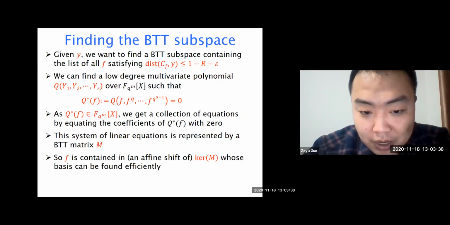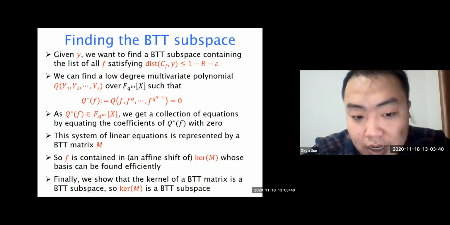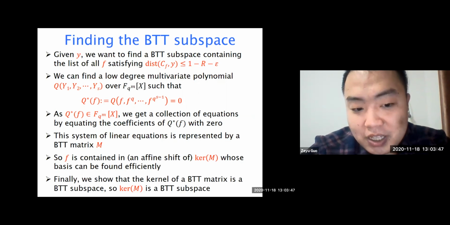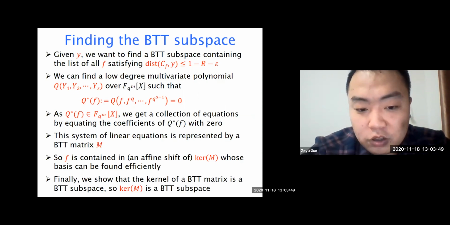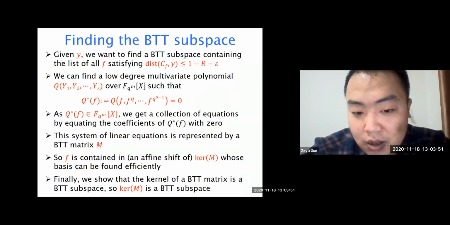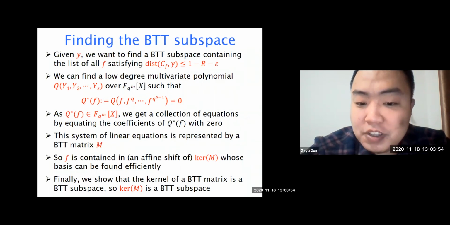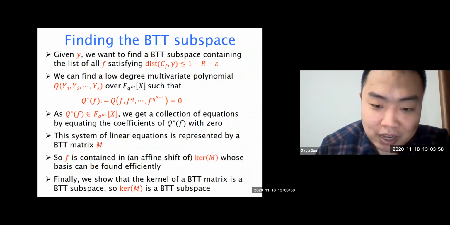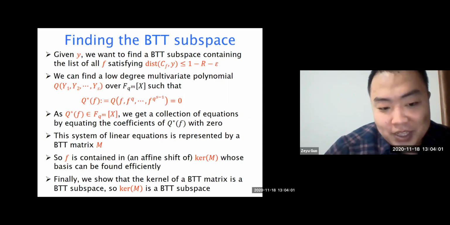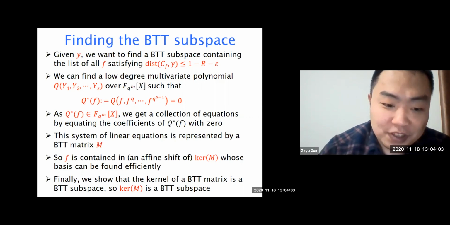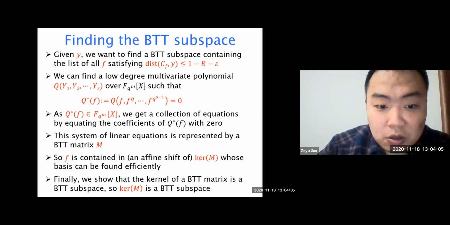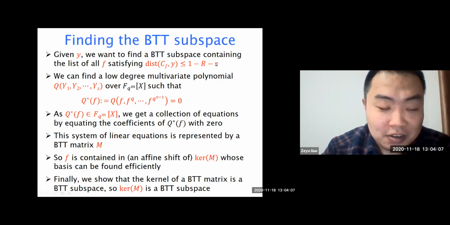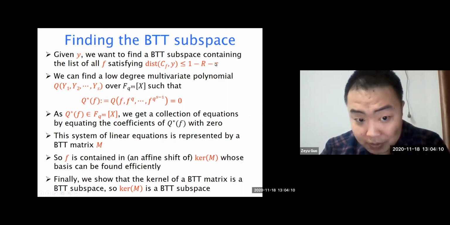And we need to show that it's a BTT subspace. And we show that the BTT matrix has this property that its kernel is a BTT subspace. Therefore, the kernel of M is a BTT subspace. Note that this is not automatic because we define the BTT subspace to be the image, not the kernel. But actually, we show that the kernel of a BTT matrix is also the image of another BTT matrix. So this is how we show that the list of f is contained in the BTT subspace.